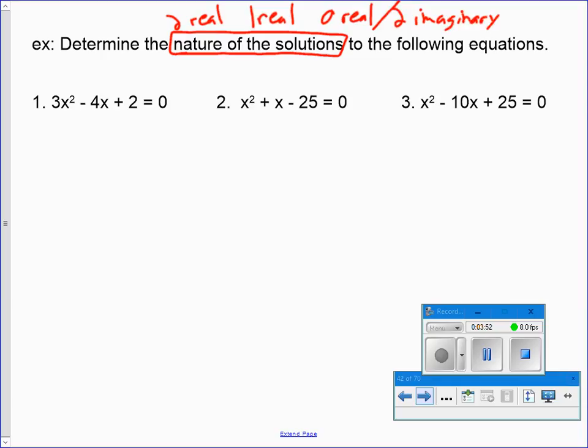Alright, so anything that says determine the nature of solutions or describe the types of answers, anything along those lines, it's going to be asking you for one of these three options. So if you're taking a multiple choice test and there's a fourth option that doesn't match any of these, don't pick that option. There's only three options we can get here.